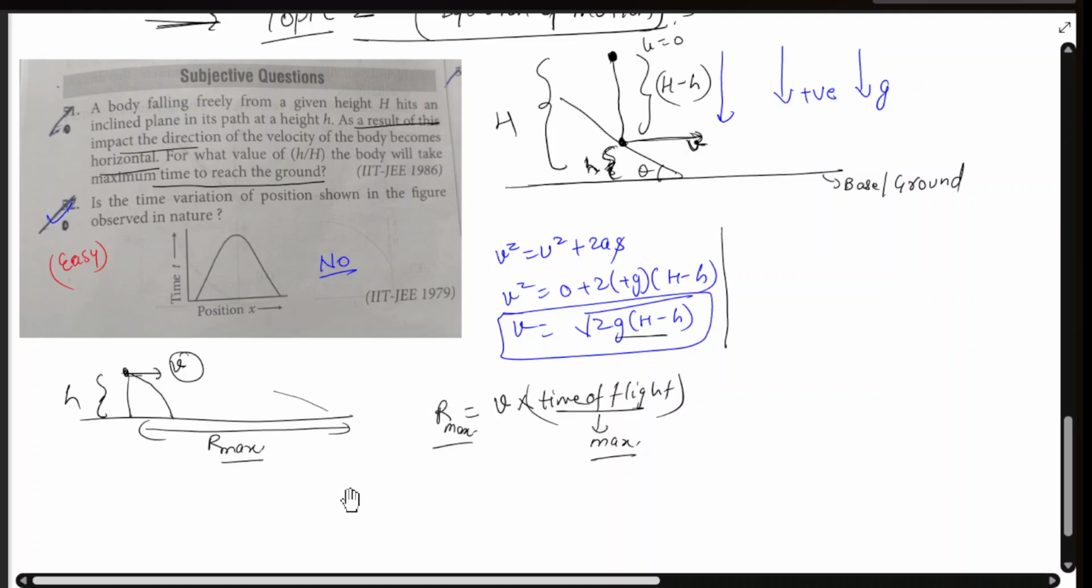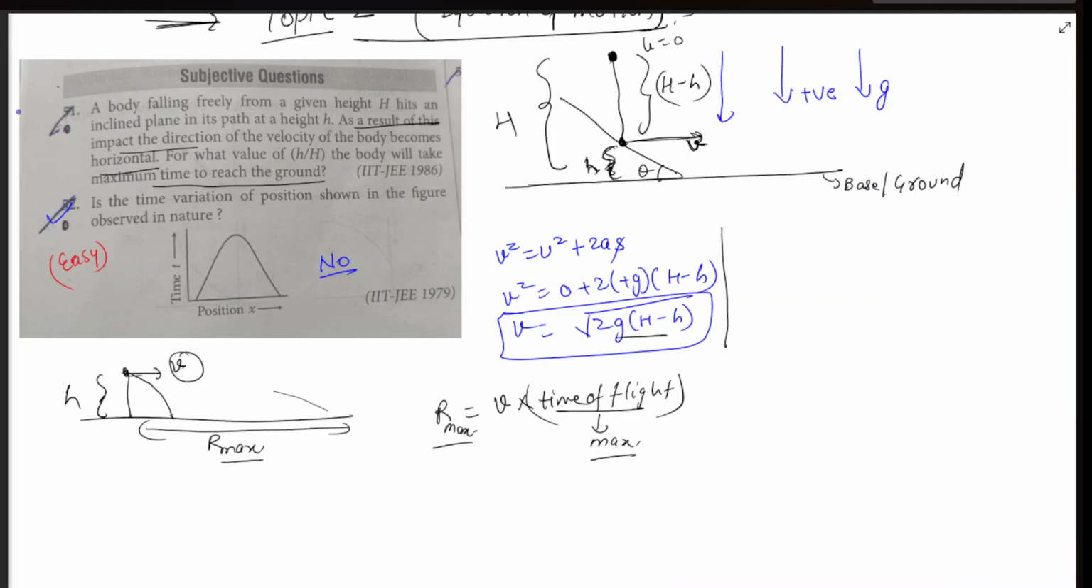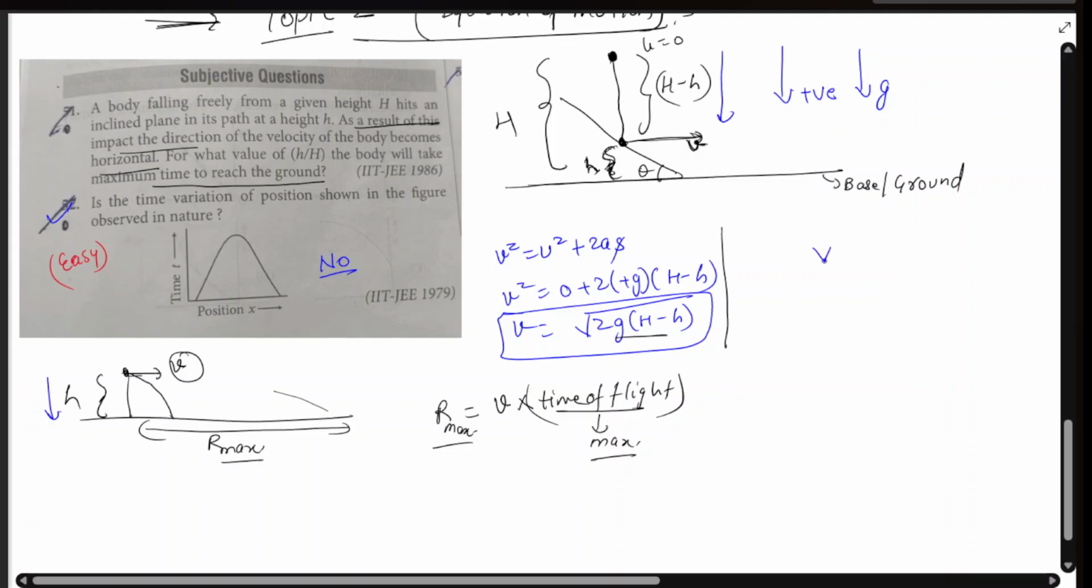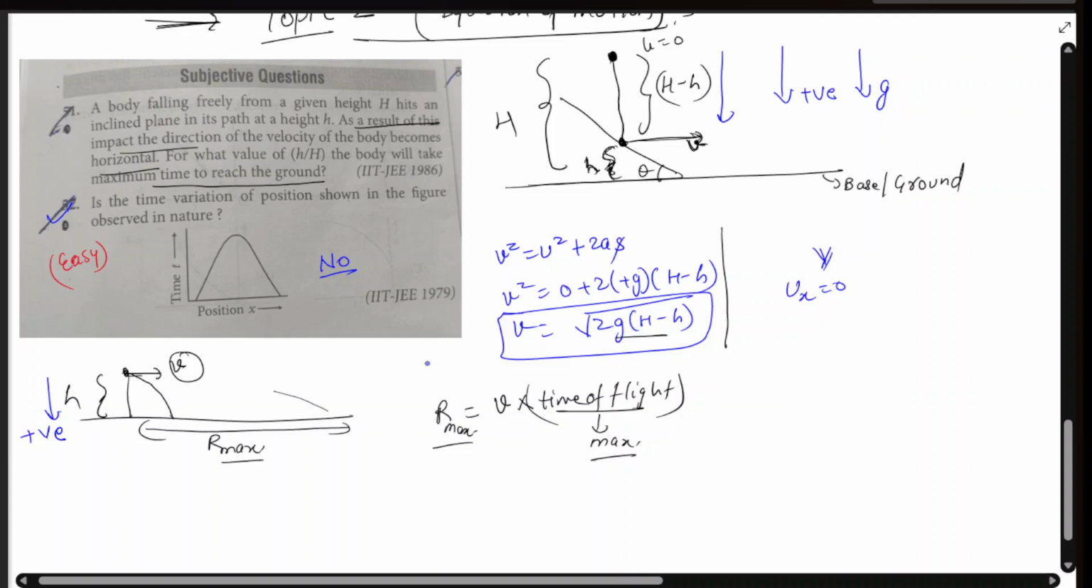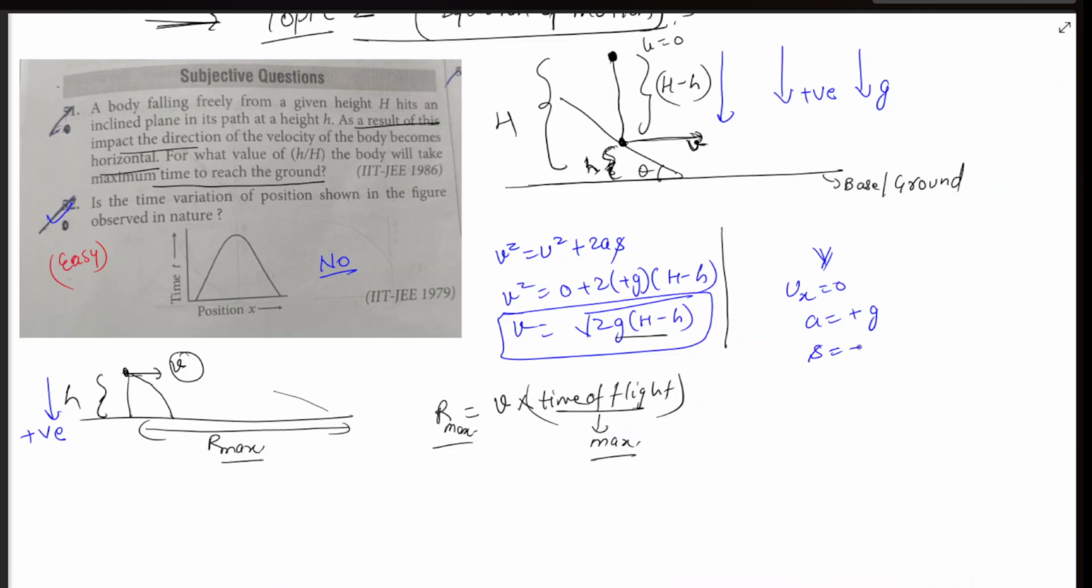Can I use our three equations in the y direction? Yes. So we will have y. What will we have? Uy is 0. Okay, so I'm considering this as positive. So acceleration will be plus g, displacement will be plus h, and the velocity, I do not need the velocity. So we are going to find the time.